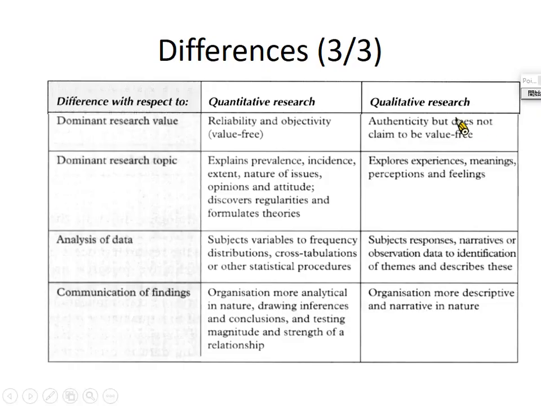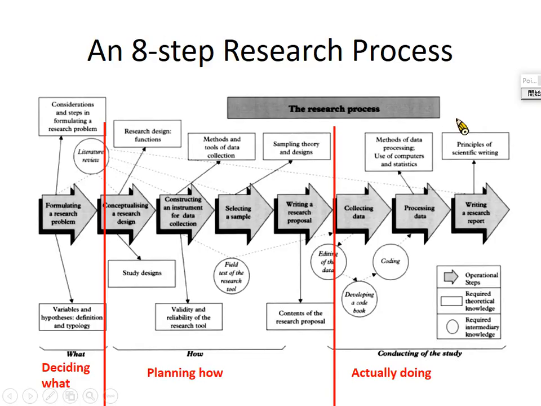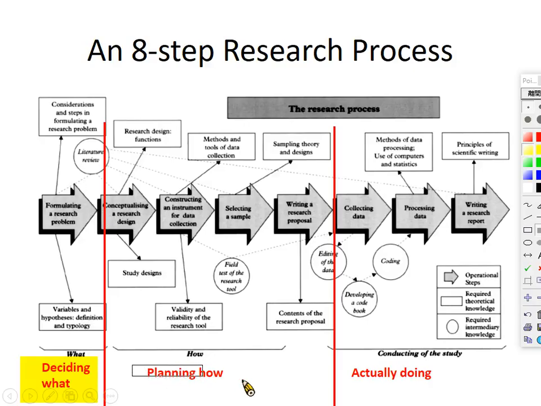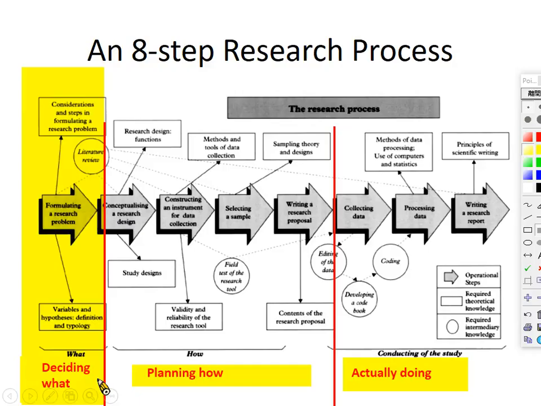Okay, any question? If not, let's talk about the 8-step process, and we will go through the process throughout the whole semester. Basically, it can be divided into 3 parts. Deciding what you want to do. And once you have decided, then you can plan how to do it. After you have your plan, you have proposals, then you can actually do it according to your plan. So you can see, deciding what is the first step.